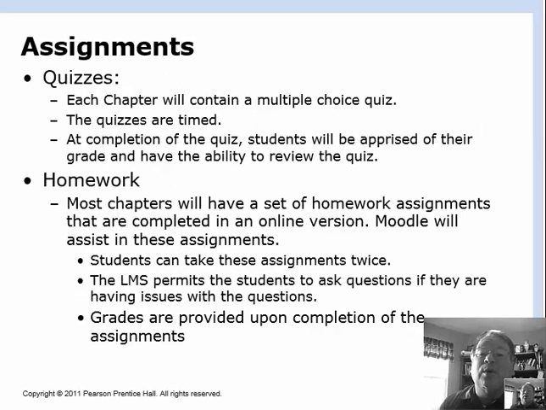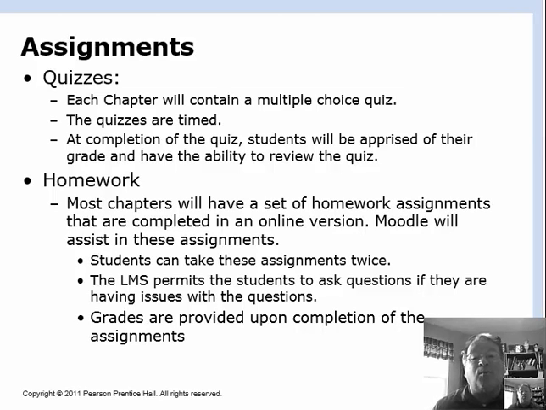With respect to the quizzes, each chapter will have a quiz. The quizzes are timed. At the completion of the quiz, you're going to be apprised of your grade, and of course you'll have the ability to review the quiz at that time.